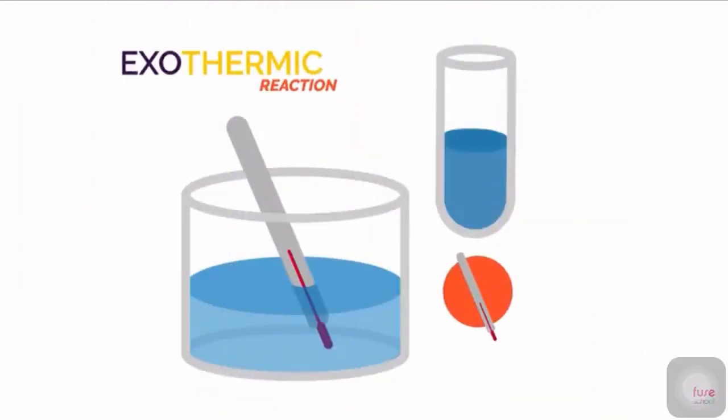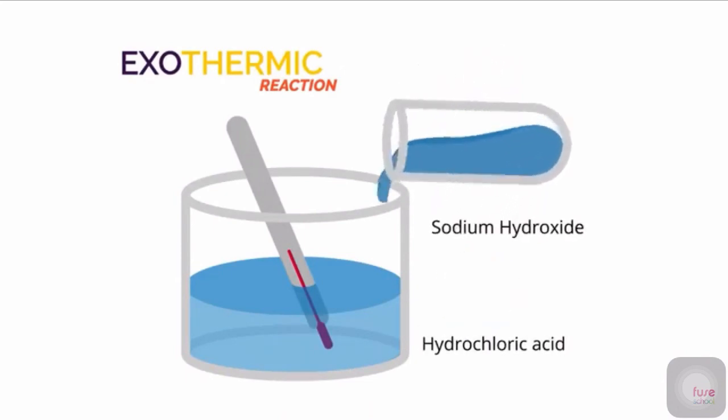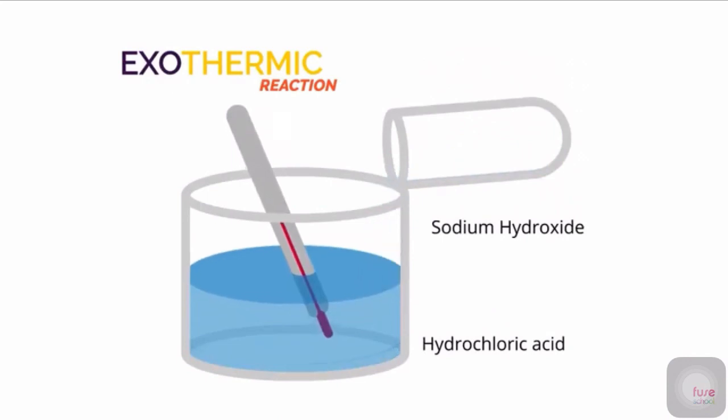It is easy to detect exothermic reactions. Just get your thermometer and see if the temperature increases. Watch the hydrochloric acid and sodium hydroxide solution being mixed and see how the thermometer reading increases. Most chemical reactions are exothermic because heat is given out.